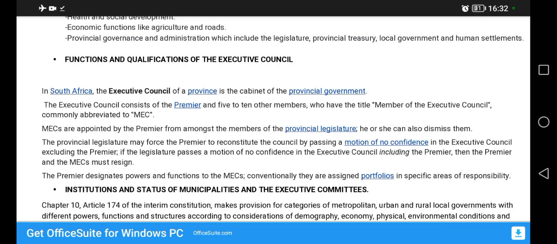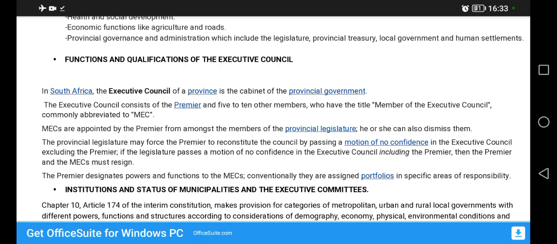Why am I saying they are the head? Why am I saying they're acting as the president? This is why. It consists of the president and the premier. And the premier has got his what? His subordinates. His subordinates, we call them the members of executive. They are called MECs.